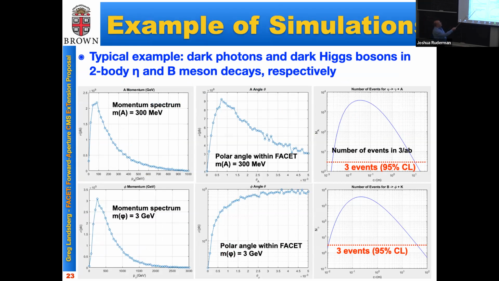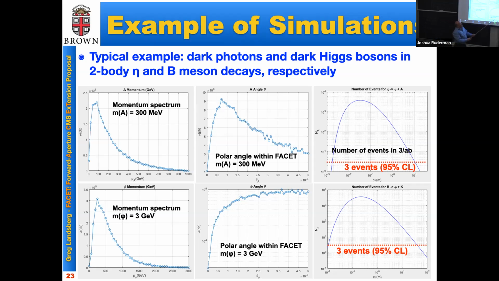This is just a toy simulation where we show what is the momentum spectrum of a typical dark photon. So for a 300 MeV dark photon, which would be produced in meson decay, it peaks at about 100 GeV, so it's a fairly energetic particle. And the polar angle is about 1 milliradian, so it's fairly well inside the FACET detector.